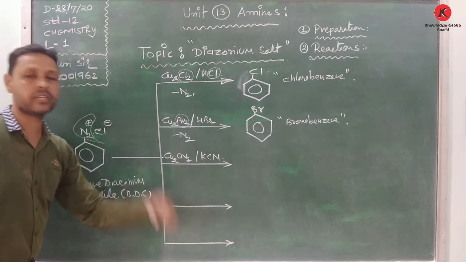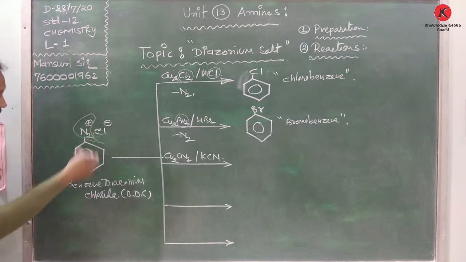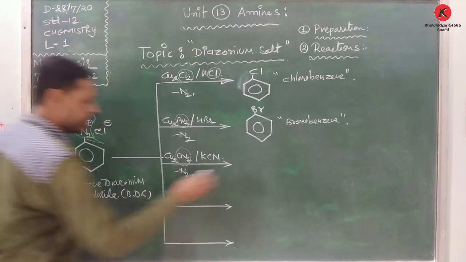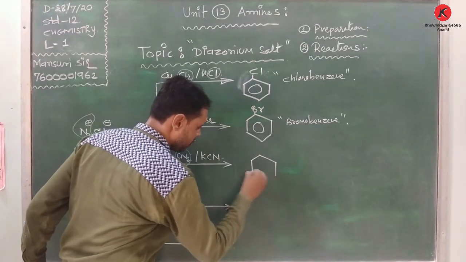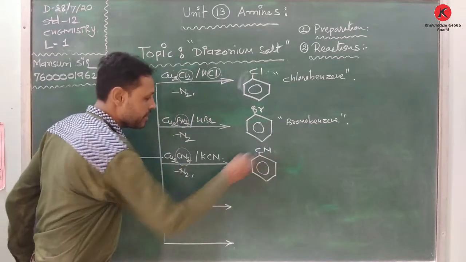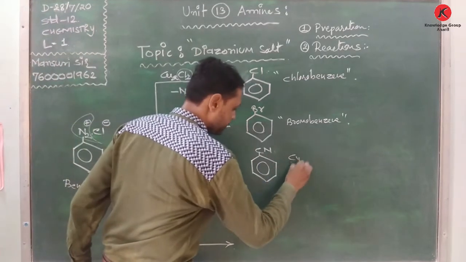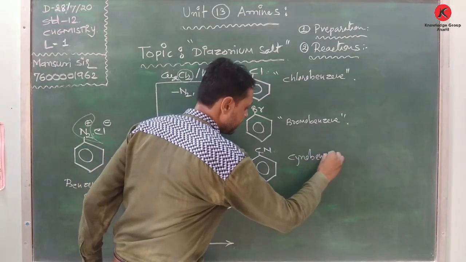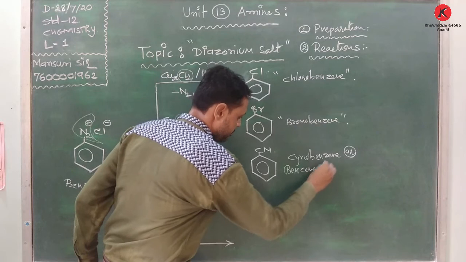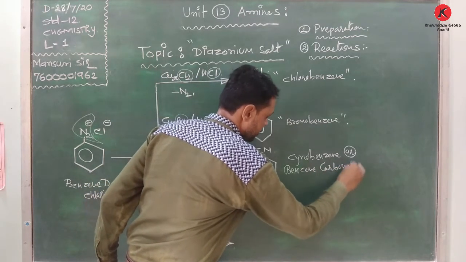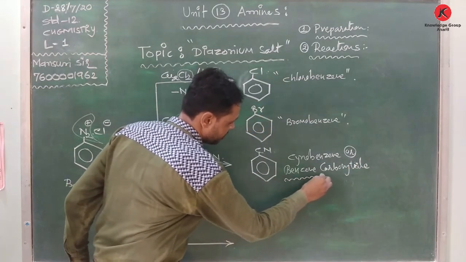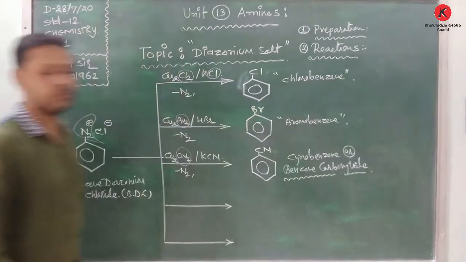And here, when benzene diazonium chloride reacts with the mixture of cuprous cyanide and potassium cyanide, then what will happen? N2 will be removed first of all, and then cyano will be attacked toward this benzene ring. So cyanobenzene, or benzene carbonitrile. Two names: cyanobenzene or benzene carbonitrile. Benzene carbonitrile will be formed.